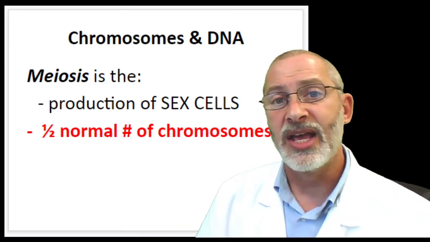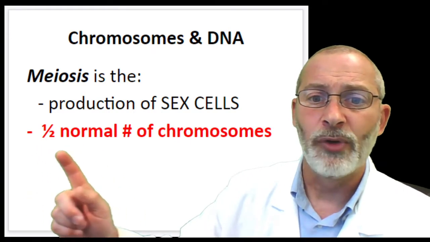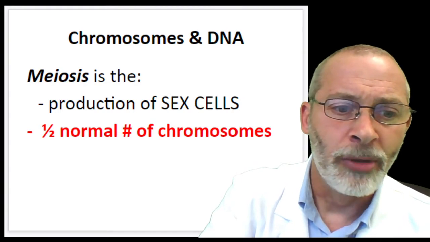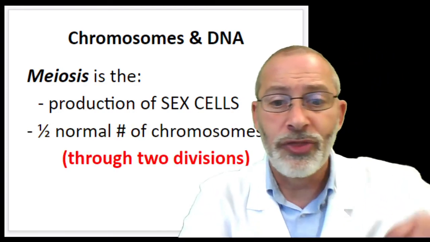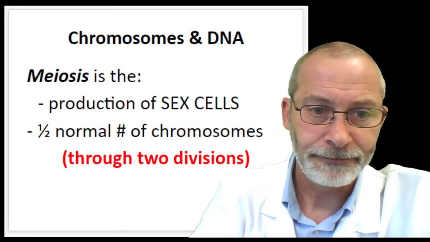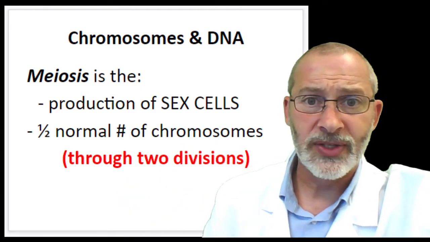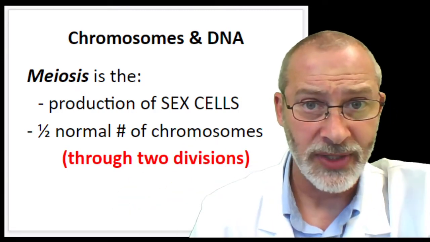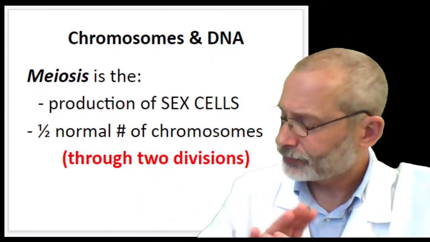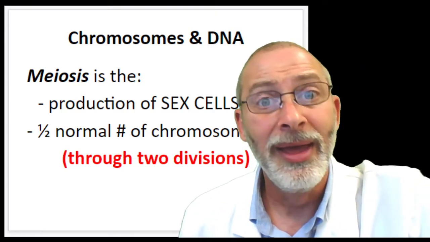So sex cells have to be produced in order for each parent to have only half the normal number of chromosomes. And this happens through 2 cellular divisions. Now, this is different from last week's topic of mitosis. So it's going to start off looking the same, but there's one big important difference when we talk about meiosis.